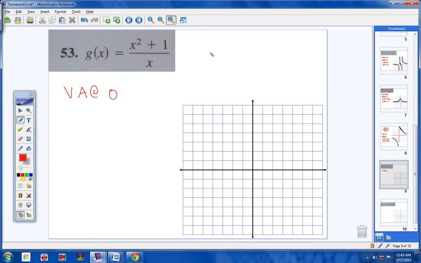So in order to find the slant asymptote, I've got to use long division, alright? So here we go. X goes into X that many times. X times X squared is X times X squared.